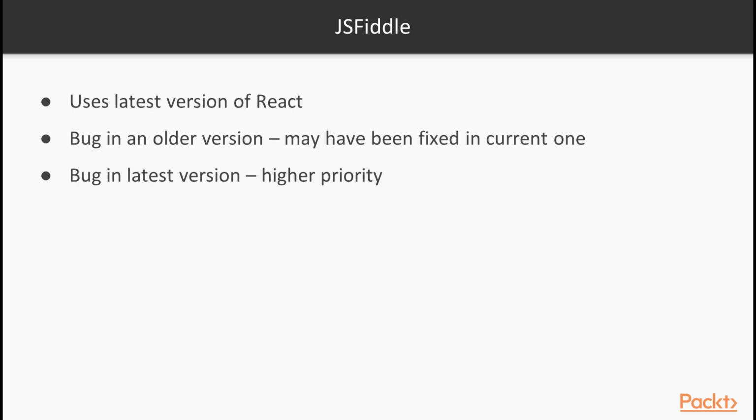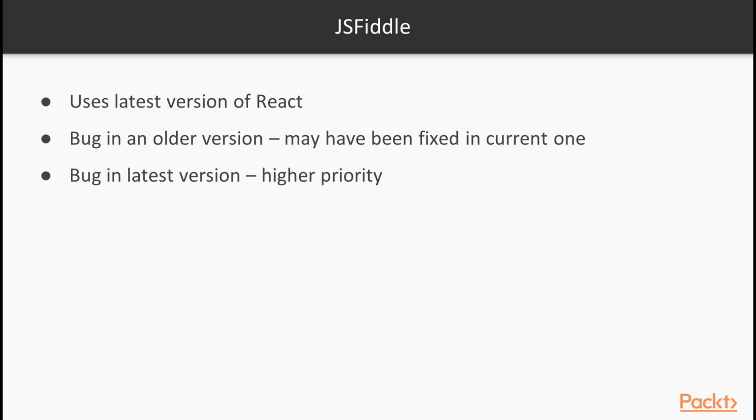The Fiddle uses the latest version of React, and this is important because if you find a bug in an older version of the library, it may already have been fixed in the current one. Vice versa, if you find a problem with the latest version of the library that was not in the previous versions, it is a regression and it is going to have a higher priority because it may affect a massive number of users.